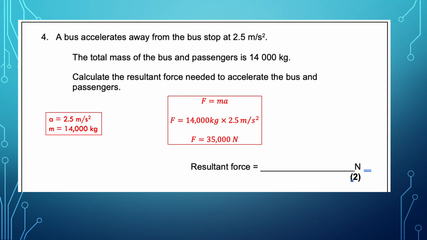Just remember that you don't get any points for writing down things like A equals 2.5 and M equals 14,000, because that doesn't really show much. It just means that you're able to copy down numbers and that's it.